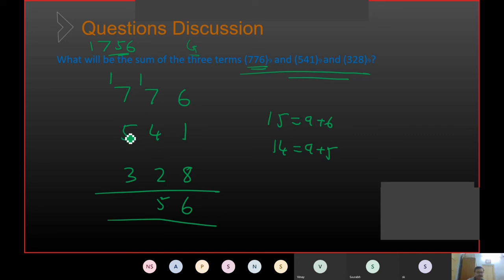1 plus 7, 8 plus 5, 13 plus 3, 16. 16 is 9 plus 7. So this is 7, carryover of 1. So it will effectively become 1756 in base 9. So that is right. The answer is indeed 1756.